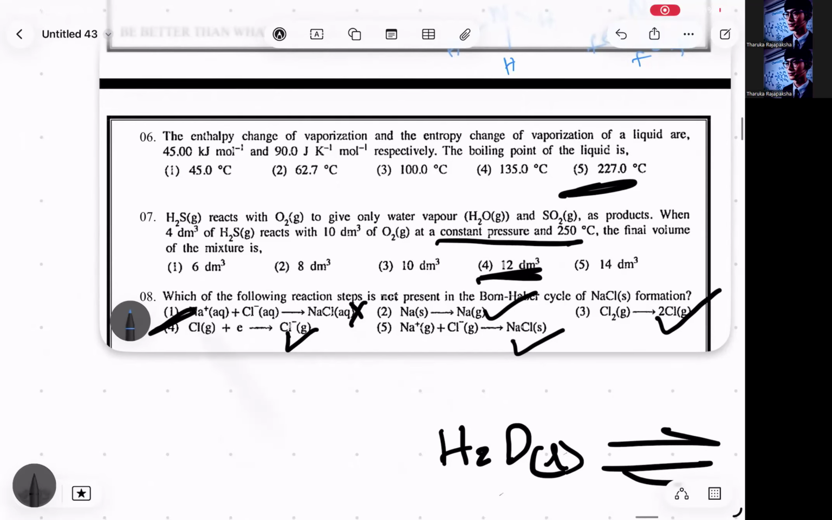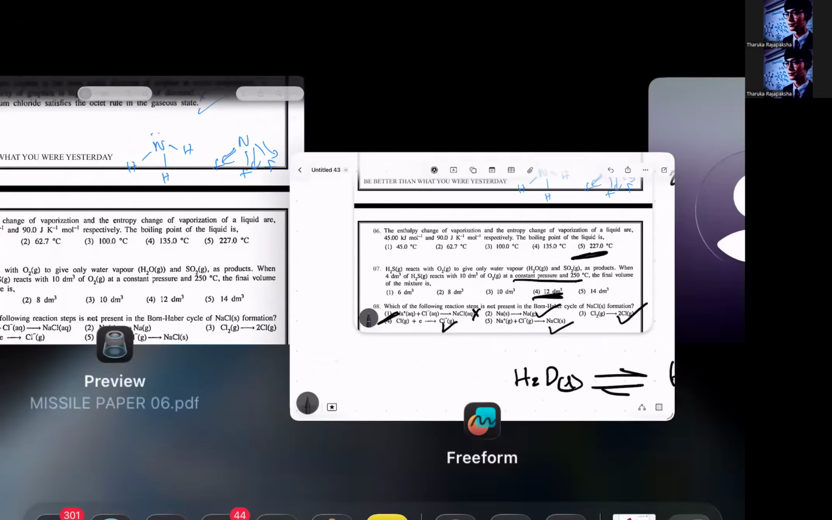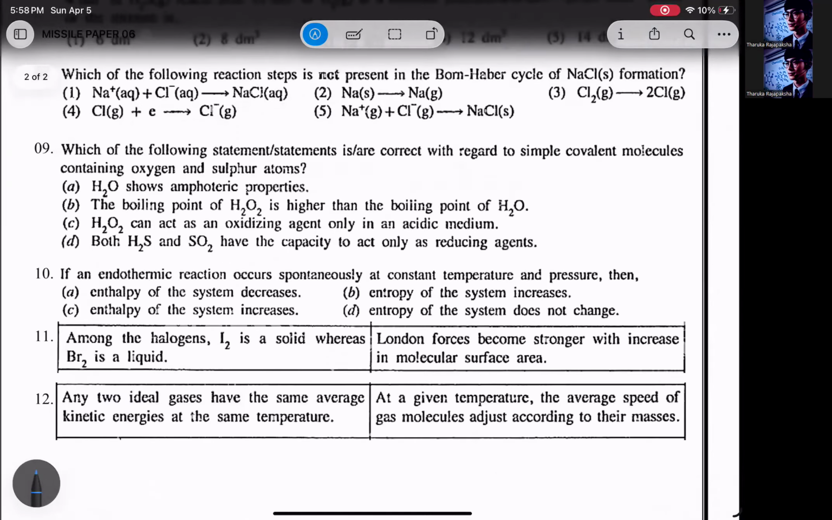Answer is answer number one. Eighth one, answer number one. Okay, then ninth one. Which of the following statements is correct regarding covalent molecules containing oxygen and sulfur?